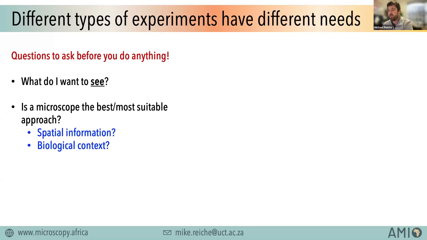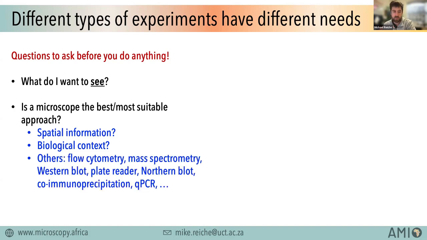Microscopy captures spatial information and biological context. If there is no need for you to maintain spatial information or biological context, then microscopy is probably not the best tool. And there are other tools that many researchers can resort to. And that includes flow cytometry, mass spectrometry, Western blots, qPCRs, many, many things. There is a significant overlap between what you can do with microscopy and many of these applications, but sometimes it's easier to not do microscopy and to do an existing pipeline performing a northern blot, for example.